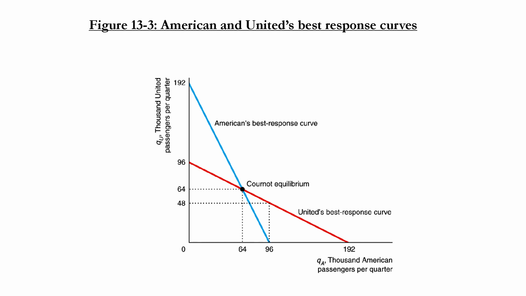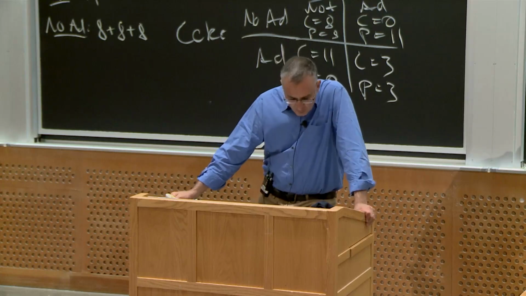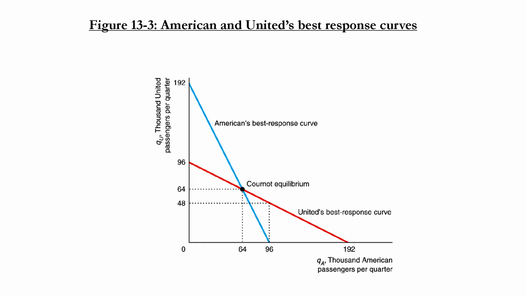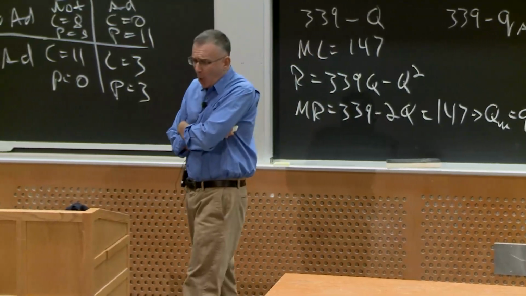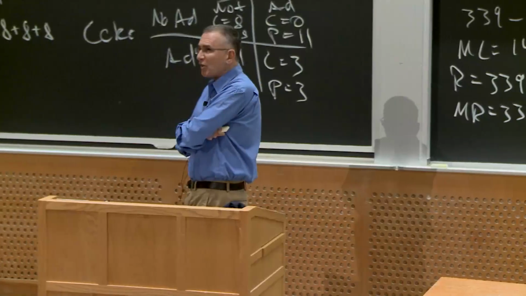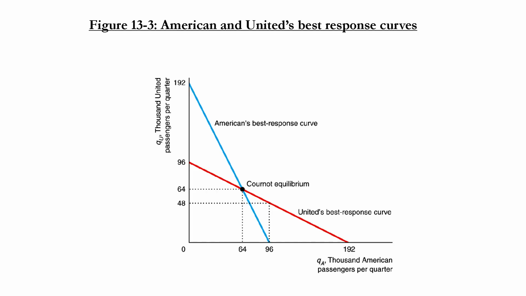Figure 13.3 is the best response curve. We know 2 points on this curve. So what is this graph? Let me back up. This isn't price, this isn't a demand graph anymore. This has the American quantity on the x-axis and the United quantity on the y-axis. So we're no longer doing a demand curve. This is now a best response curve. I've already told you 2 points on this blue line. I've told you that if United flies 0, American flies 96. That's the x-intercept of the blue line.